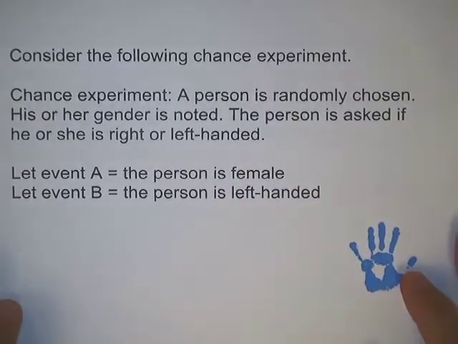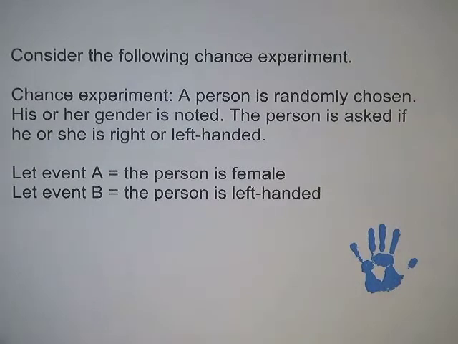Hi, this tutorial covers overlapping events. Alright, so let's consider a chance experiment. A person is randomly chosen. His or her gender is noted. The person is asked if he or she is right or left-handed.